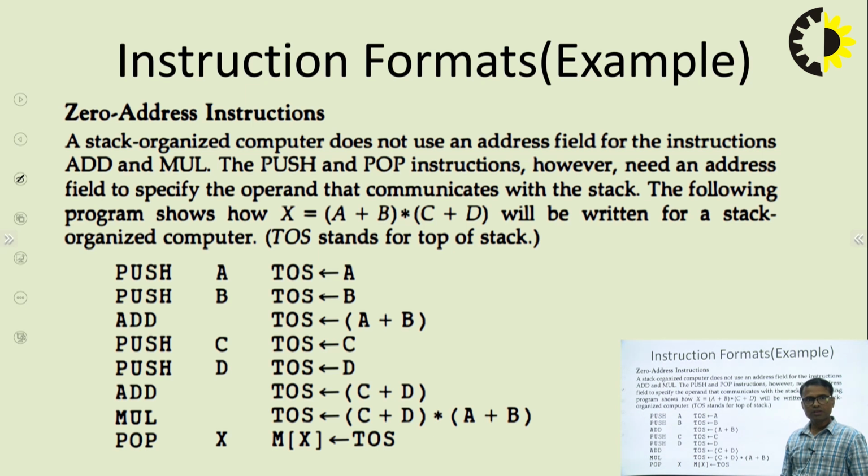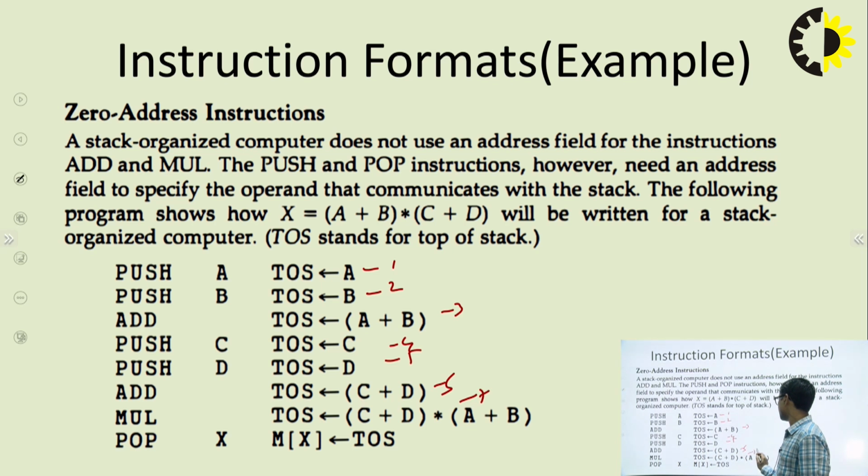Similarly, if you do it for the 0 address, now you count this, how many steps are there? 1, 2, 3, 4, 5, 6, 7 and 8. So, out of this, which one is the slowest operation? Certainly, the 0 address instruction will have the slowest operation.